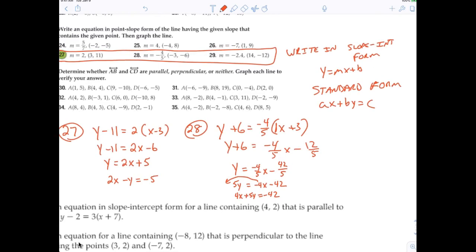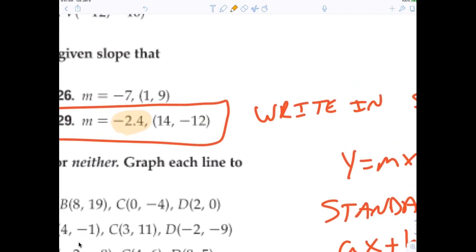So just a little tip here. For number 29, negative 2.4, we should just write that as a fraction. What's 2.4 as a fraction? Come on. 12 over 5. Negative, right? This is the same as negative 24 over 10. And then just reduce it by 2, which is negative 12/5.